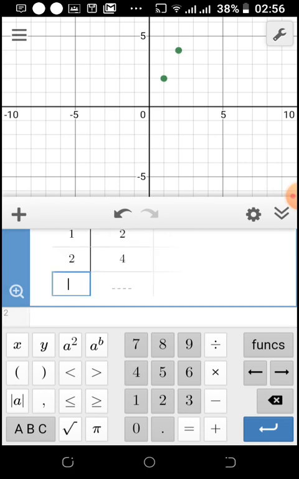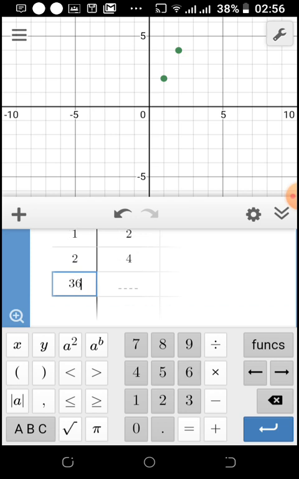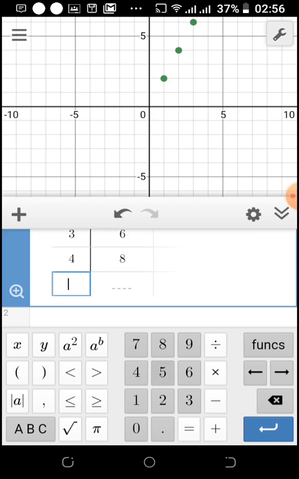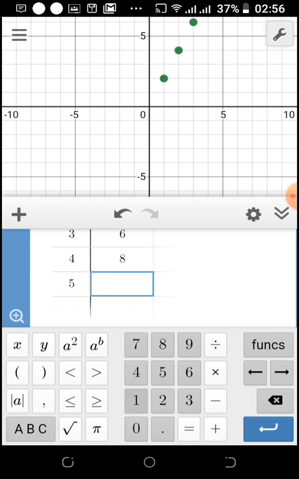When x is 3, that means that y is going to be equal to 6. When x is 4, that means that y is going to be equal to 8, and when x is equal to 5, that means that y is going to be equal to 10.